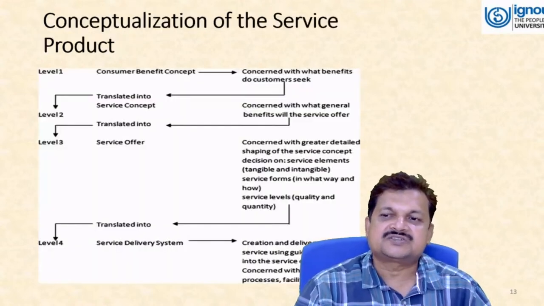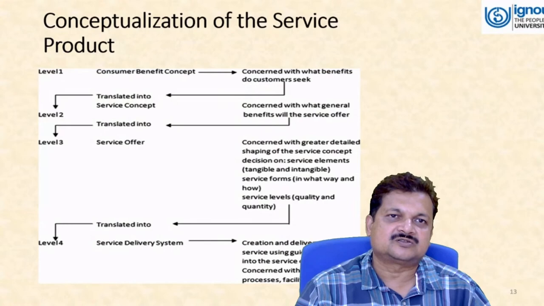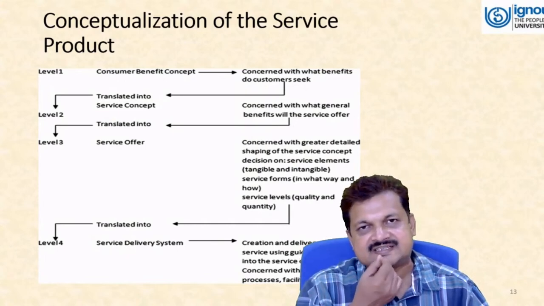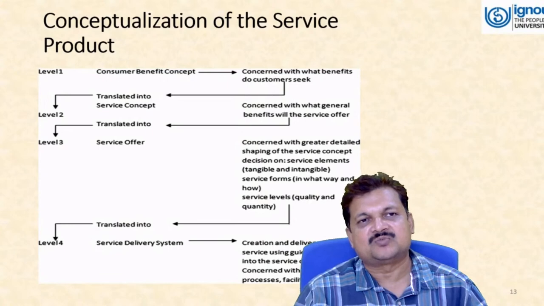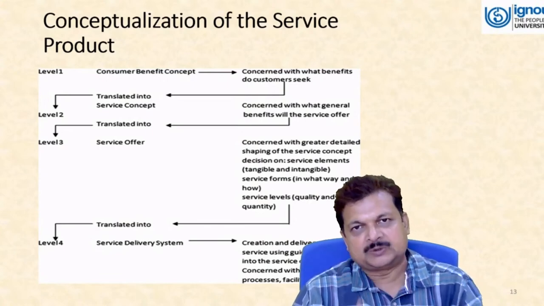Now, the conceptualization of the service product. Level one is the consumer benefit concepts. What we discussed is that whatever benefit you want to give in level one, you need to describe it. If it is a hotel, the benefit you can describe is that the rooms will be clean, the room size, the lighting system, the food patterns, the availability of different foods. Everything concerned with that benefit, the customer should see.